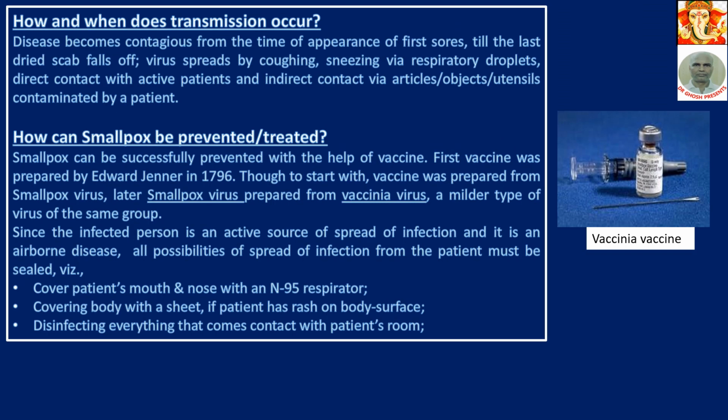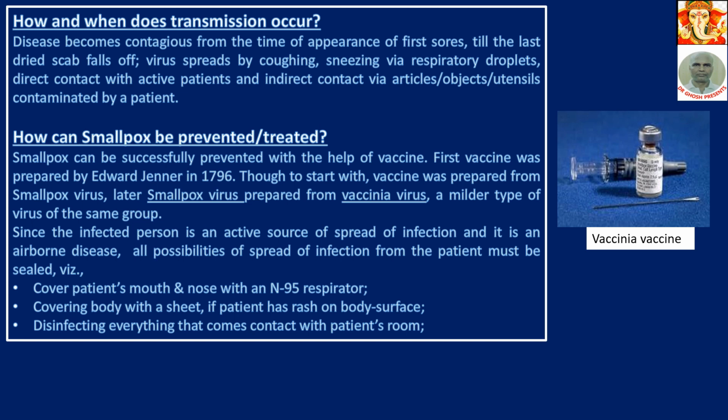How and when does transmission occur? Transmission means contamination, or rather moving of the disease from one person to another. The disease becomes contagious from the time of appearance of the first sores till the last dried scabs fall off. The virus spreads by coughing and sneezing via respiratory droplets, by direct contact with an active patient, and by indirect contact via articles, objects and utensils contaminated by a patient. These are the modes of transmission of the disease from one person to another.